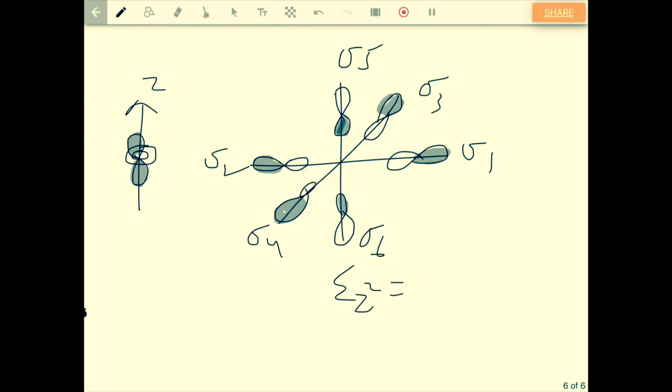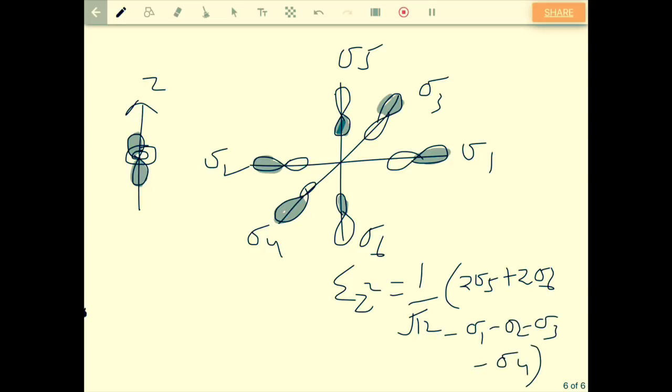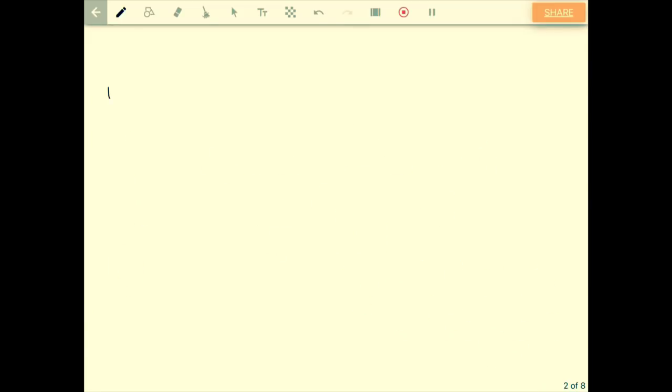So this is sigma z square. Sigma z square is equal to 1 upon root 12. Its normalized wave function is 2 sigma 5 plus 2 sigma 6 minus sigma 1 minus sigma 2 minus sigma 3 minus sigma 4. So this is the normalized wave function, and this is the dz square orbital of metal, and this can combine with this LGO in two manners, positive-positive overlap and positive-negative overlap.